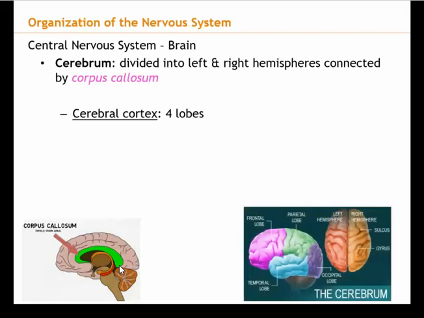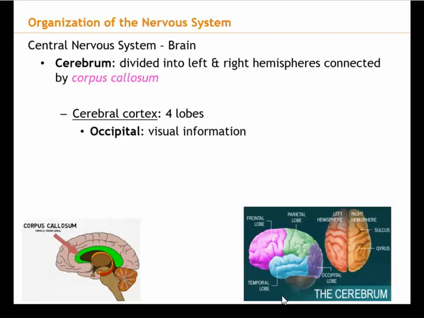Now let's talk about the four lobes. So we'll look at the cerebral cortex, and the cerebrum is just kind of all of this covering here, but each lobe is what we'll look at next.